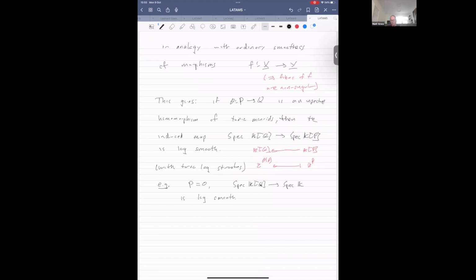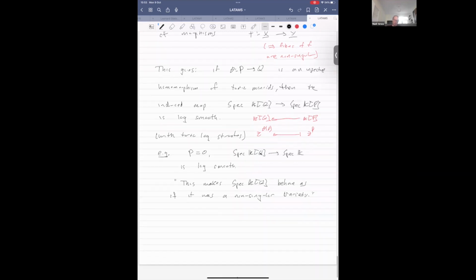So this is a way of saying that this log structure makes this toric variety look as if it's smooth, non-singular. This makes spec k bracket q behave as if it was a non-singular variety. In general, toric varieties need not be smooth, need not be non-singular, but in the log world, they become non-singular.